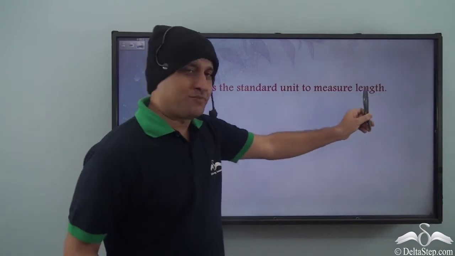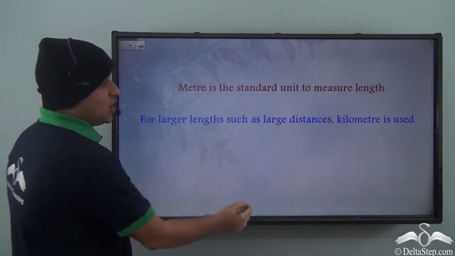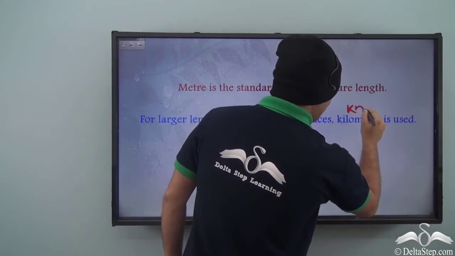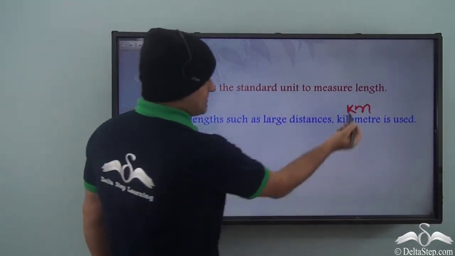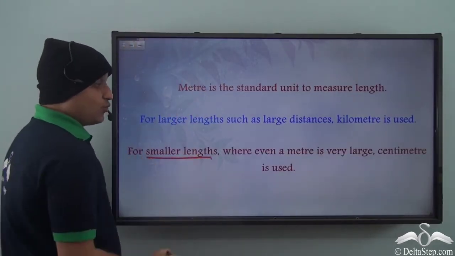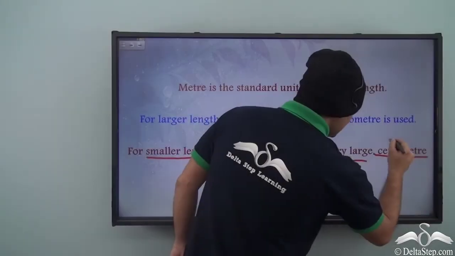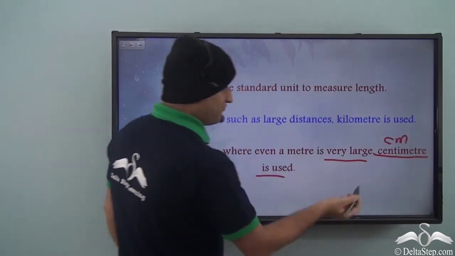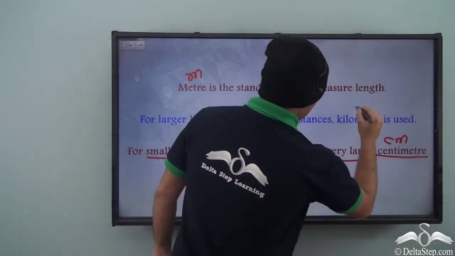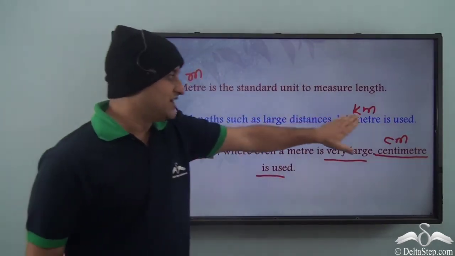Meter is the standard unit to measure length. For larger lengths such as larger distances, kilometer is used, which can also be written as km. So km is the symbol for kilometer. And for smaller lengths, where even a meter is very large, centimeter is used. And cm is the symbol for centimeter. So we have meter, kilometer and centimeter. And these are the units for measuring length.